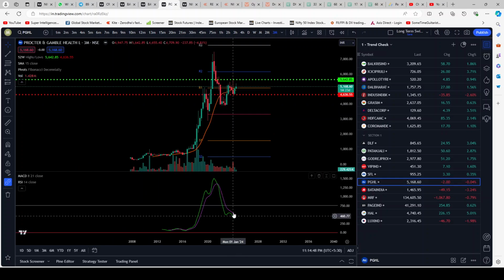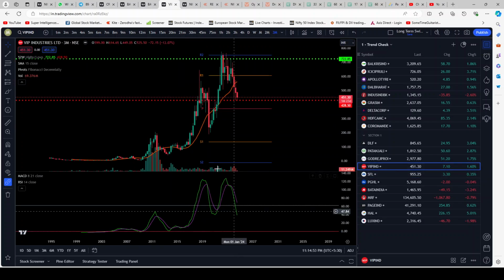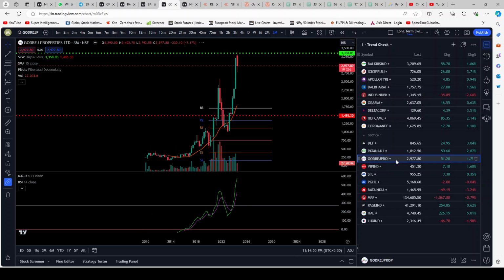Procter and Gamble showing some signs of turning. VIP, it's on the way down. We need to wait for it to turn. Look at Godrej Properties. The first time it cut the 50% mark, MACD was above. Green was above the purple, was over here. The stock was at about 1,350 rupees. From there, it climbed up to 2,600, so almost doubled.